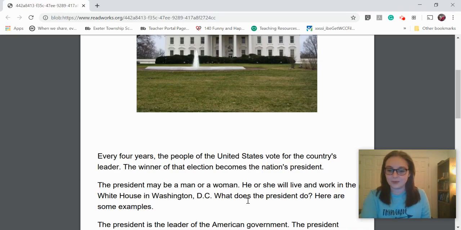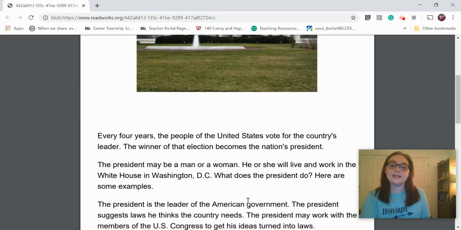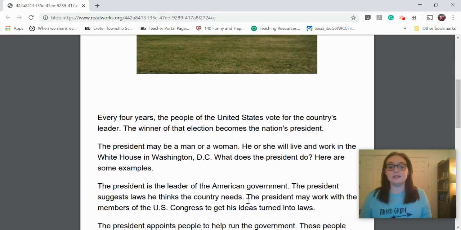Here are some examples. The president is the leader of the American government. The president suggests laws he thinks the country needs. The president may work with the members of the U.S. Congress to get his ideas turned into laws.